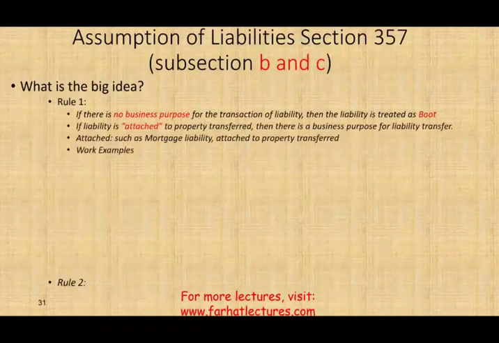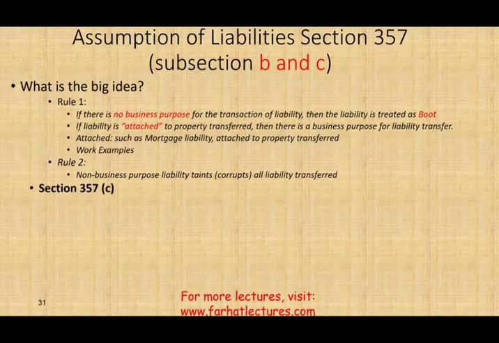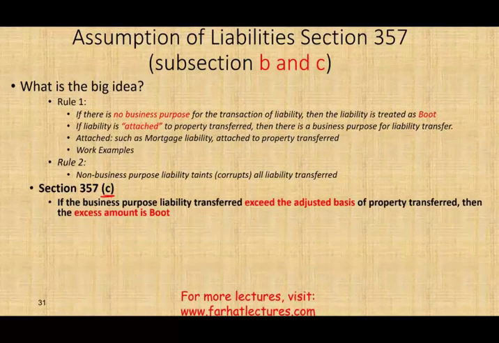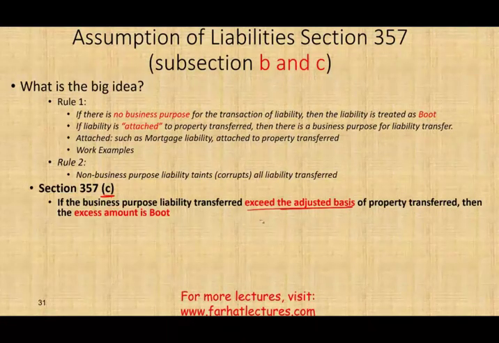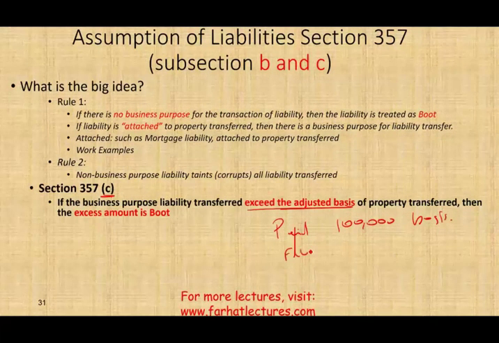So we looked at rule number 1. We looked at rule number 2. Let's look at Section 357, subsection C. When does subsection C kick in? If the business purpose liability transferred exceeds the adjusted basis. Now we are transferring a property, but we have a liability attached to that property and the liability exceeds the basis. You might be saying, is that possible? Yes. Let's assume, just for the sake of an example, you have a home or a building. You paid for that building, just for the sake of illustration, $100,000, and let's assume this is your basis. Now the fair market value of that building is $300,000. The building went up in value. If you go to the bank and say, I want a loan for $250,000, the bank would say, yes, we'll give you a loan for $250,000.